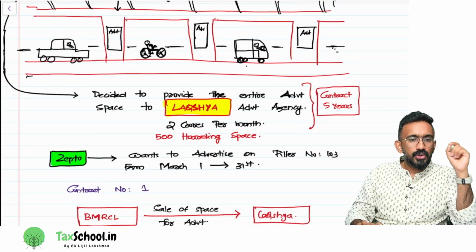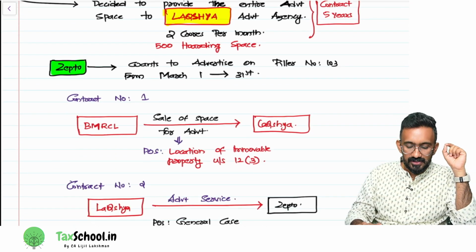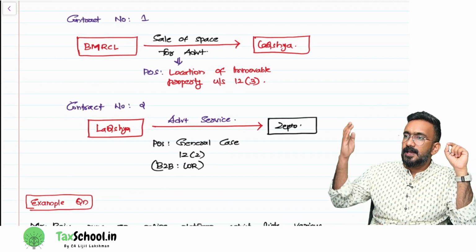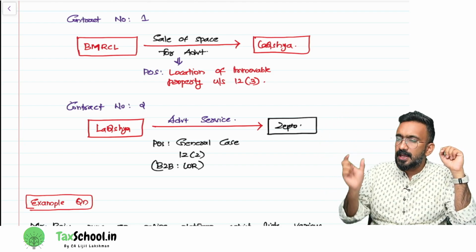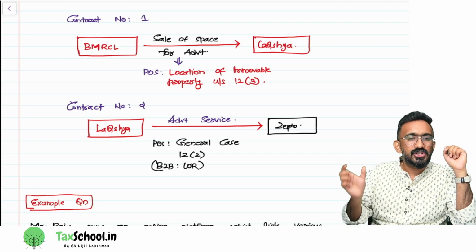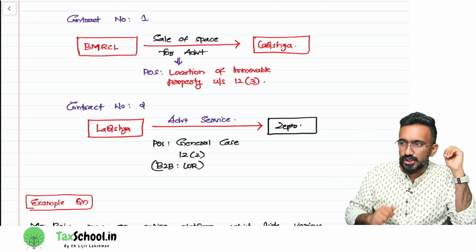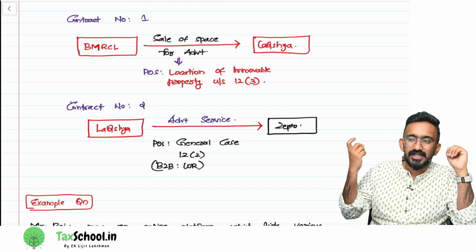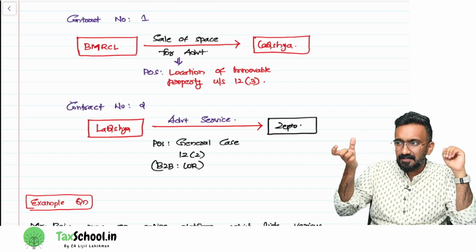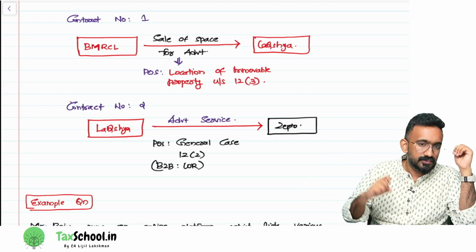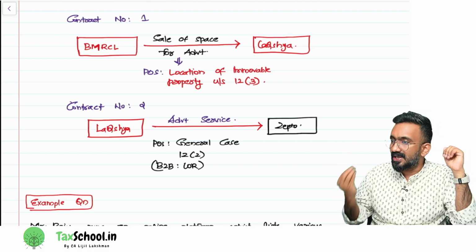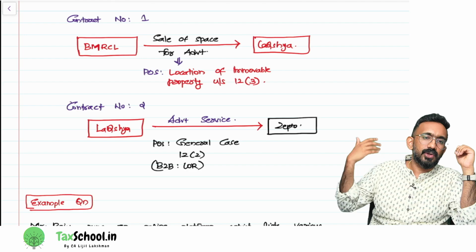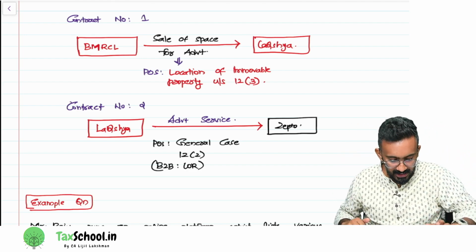So both of them will have different place of supply. Contract number 1 between BMRCL and Lakshya is sale of space for advertisement. Place of supply will be under 12.3, which is the location of the immovable property, the pillar's location. Contract number 2 is between Lakshya, providing advertisement services to Zepto, which will have place of supply under 12 subsection 2, general provision. If it is B2B, it will be the location of the recipient. This is the clarification they have.